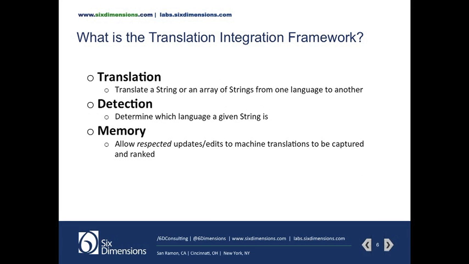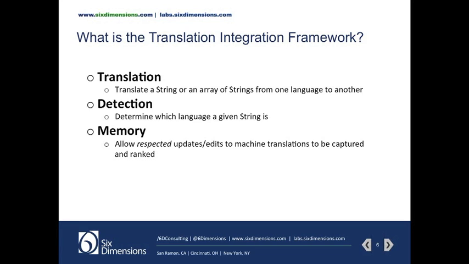So really the main functionality of this new translation integration framework is threefold. It allows translation, so translating a string or an array of strings from one language to another. Detection, so given a sentence, a string, or an array of strings, determine what language that is, as well as translation memory.